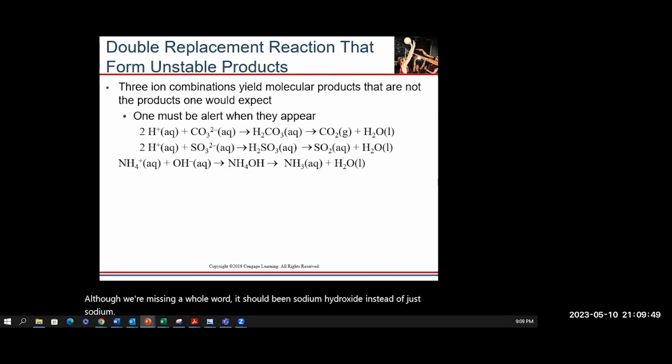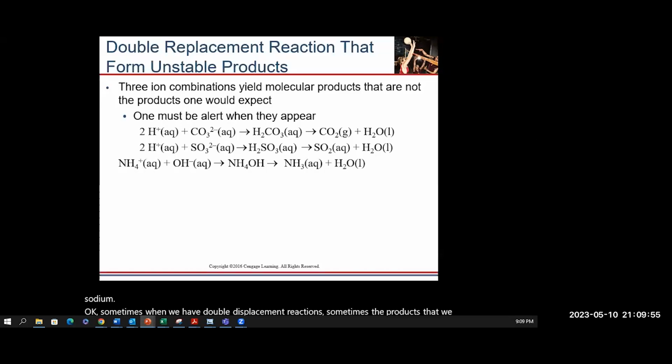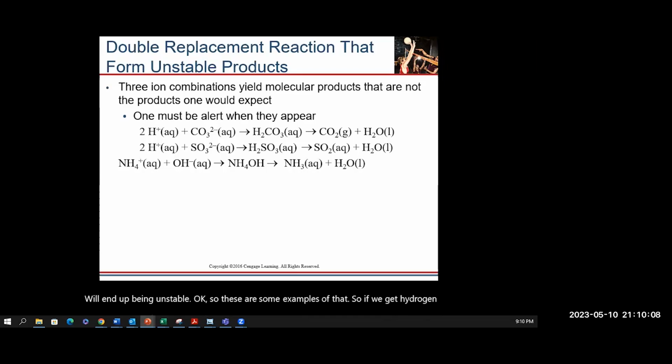Okay, now sometimes when we have double displacement reactions, the products that we end up with will end up being unstable, okay? So these are some examples of that. If we get hydrogen combining with carbonate, it's gonna form carbonic acid. Carbonic acid isn't gonna be stable. It isn't gonna last long. It's gonna end up breaking down to carbon dioxide and water.